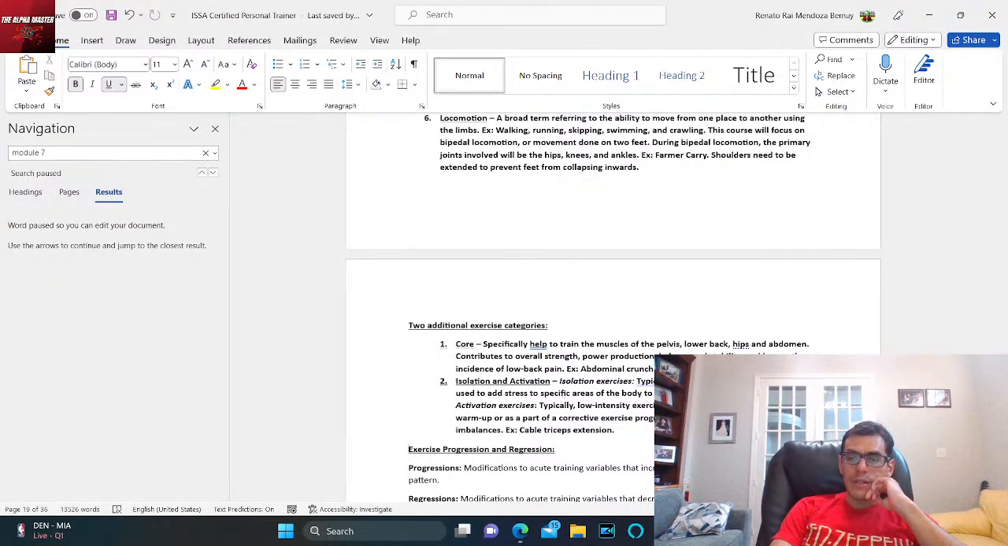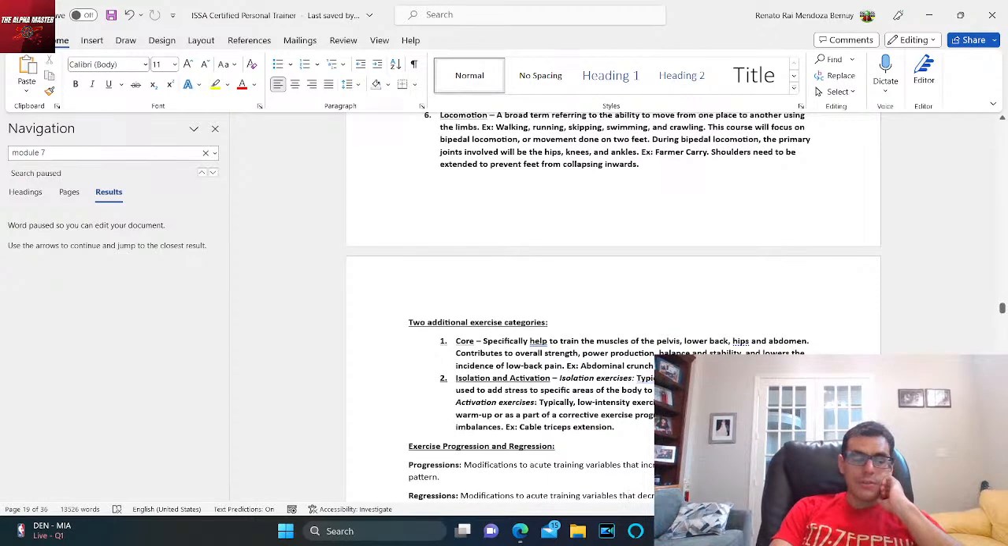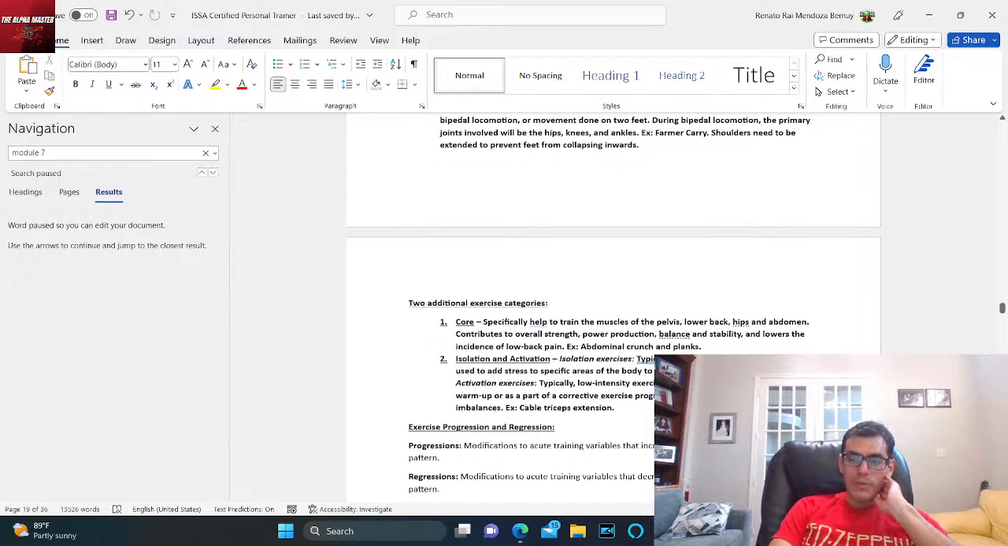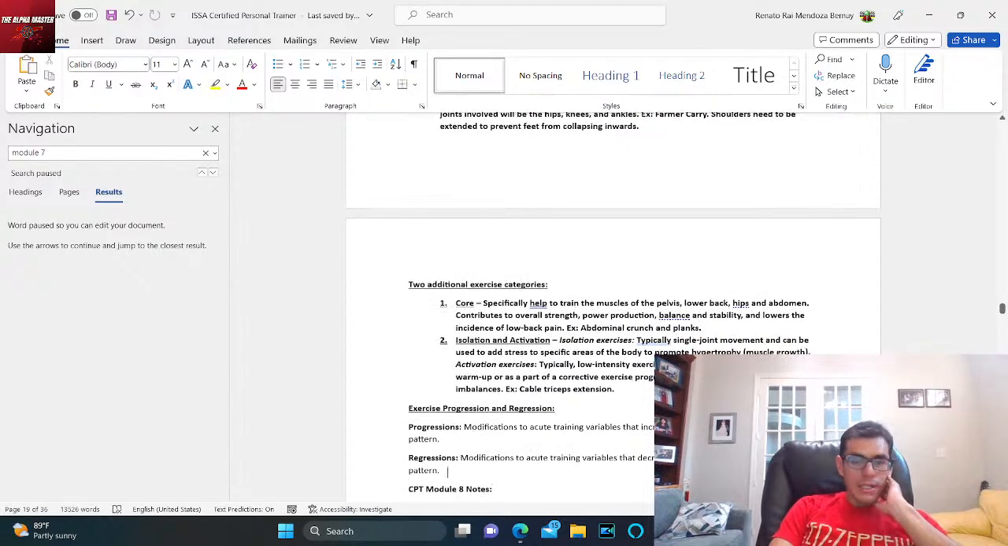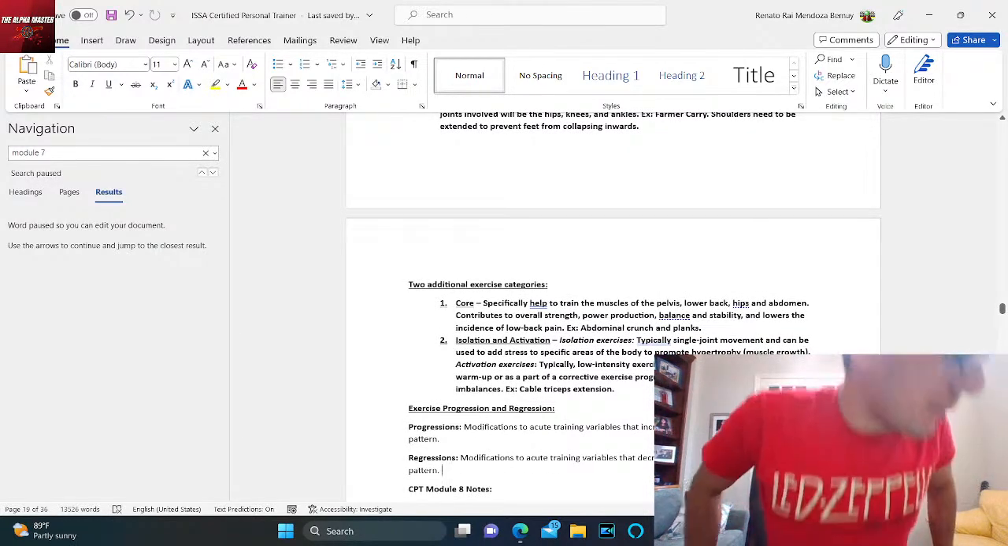Exercise progression and regression. Progression is modification to acute training variables that increases the challenge of a movement pattern. And regression is modifications to acute training variables that decrease the challenge of a movement pattern. And power is going to be a combination of strength and speed.